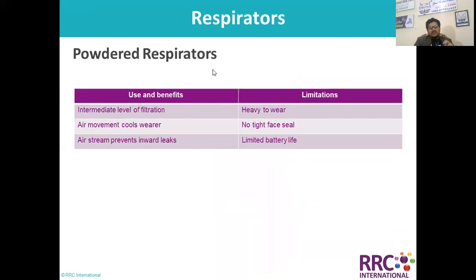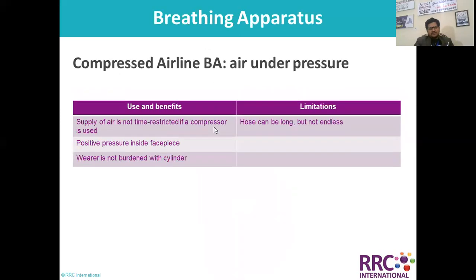We also have powered respirators, and there are benefits and limitations, of course. Benefits are an intermediate level of filtration. Sometimes I say you have a respirator, but contaminated air is still going inside. What's the benefit here? Air movement cools the wearer and the air stream prevents inward leaks. Limitations again: heavy to wear, no tight face seal, and limited battery life as well. What is the best one?